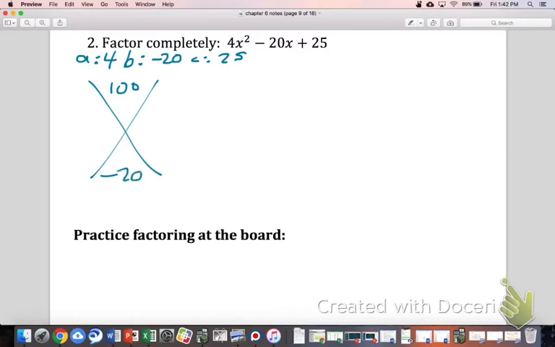Now we have to make our decision. We have to think about a little bit of arithmetic here: which two numbers multiply to be 100 and add to be negative 20? It turns out that it is negative 10 times negative 10. Negative 10 times negative 10 is 100. Negative 10 plus negative 10 is negative 20. So here's what we do with that. We take those two numbers and we split up our b with those. So it's 4x squared minus 10x minus 10x plus 25.